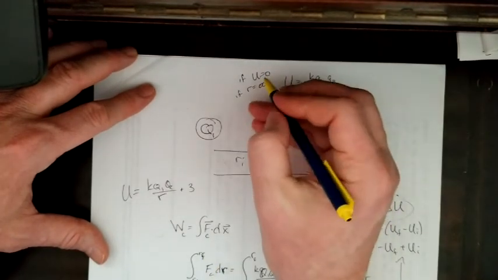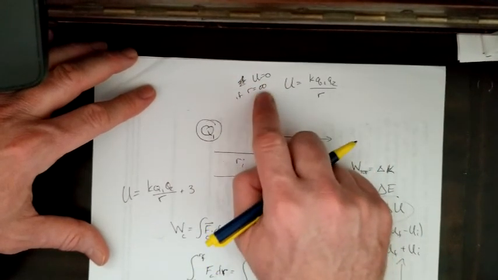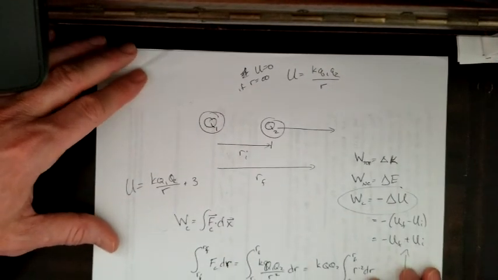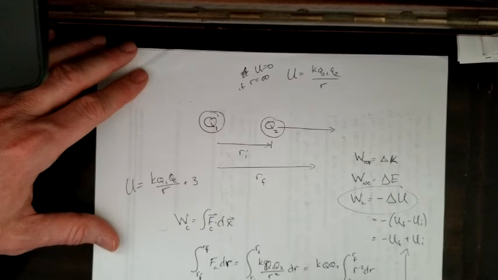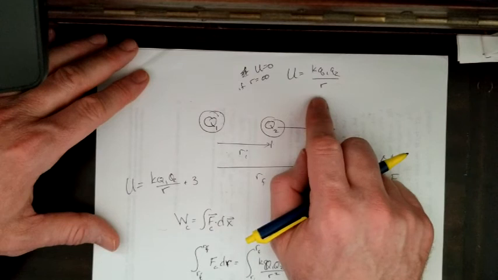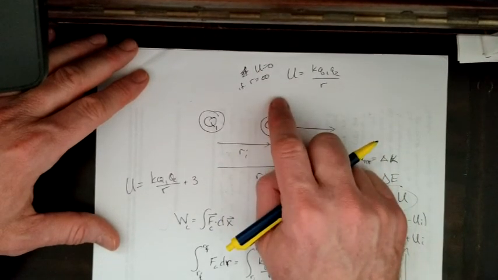So U equals 0 if r is infinitely large. Because we can set our potential energy equal to 0 anywhere. What really matters when dealing with energy is typically the change in potential, not the actual value itself. So be careful about that. I have asked test questions where this assumption is not made. So just watch out for that.